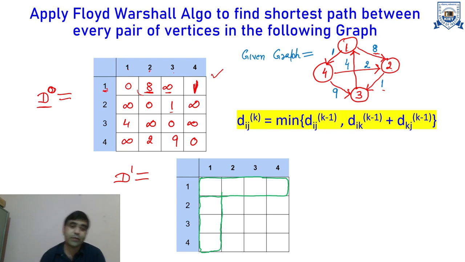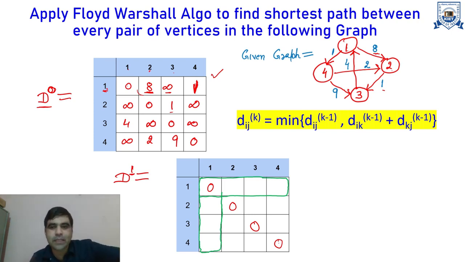Now we need to find out D1. D1 means, see, these are the nodes 1, 2, 3, 4 vertices, and these are 1, 2. Now the first step is, again, diagonal elements are 0, so we'll put 0 0 0 0. Now when we find D raised to power 1, this value signifies that we are calculating the path between every pair of vertices using node 1 as an intermediate node. Okay, node 1 as an intermediate node.